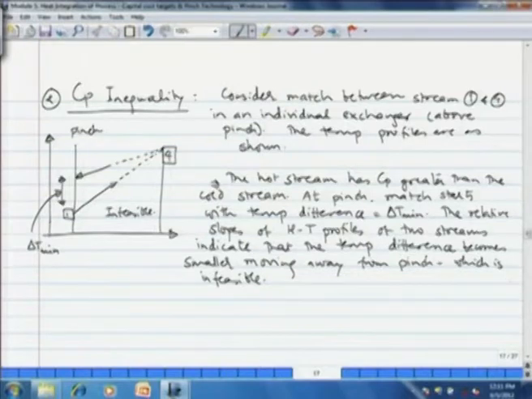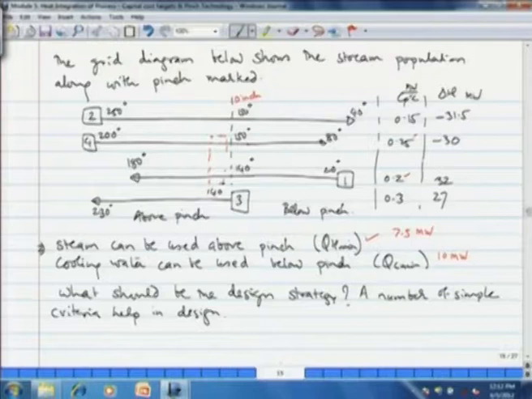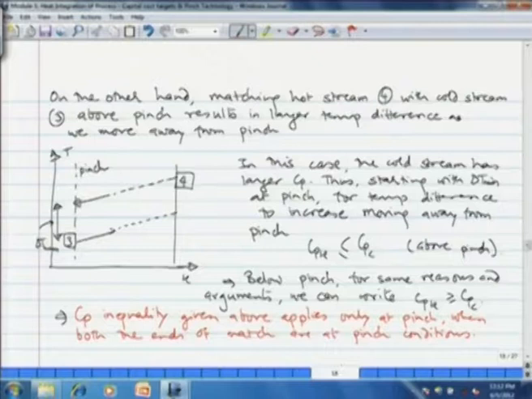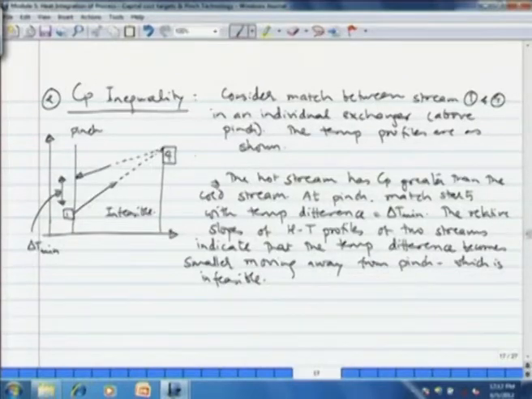Here, stream 1 has Cp lesser, 0.2, than stream 4. Because of the lesser Cp, its temperature will rise faster than the reduction in temperature of stream 4, which has a higher Cp. Then the temperature difference as we go away from pinch, as the two streams are exchanging heat in the heat exchanger, is likely to reduce, which will violate our delta T min constraint. This is the violation of the delta T min constraint, which is not allowed.